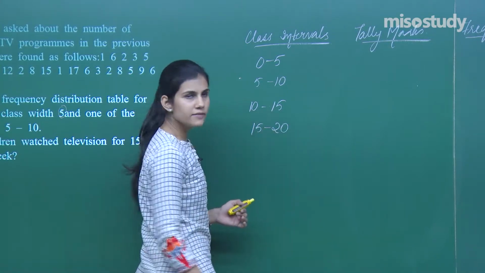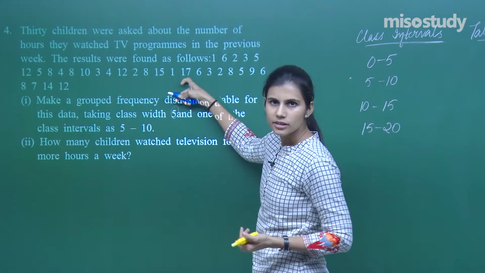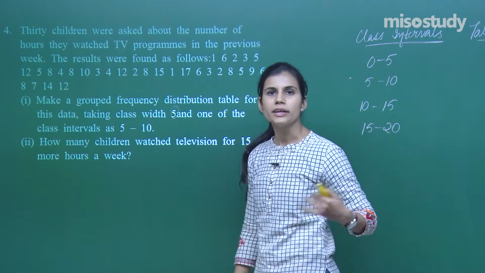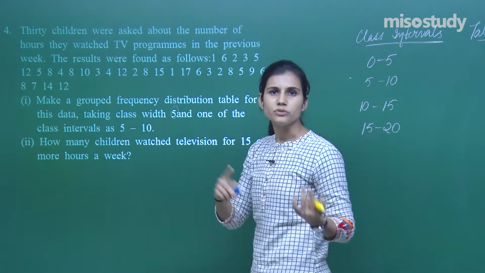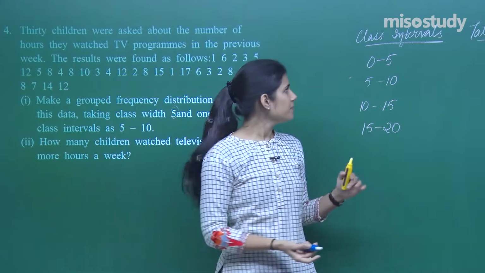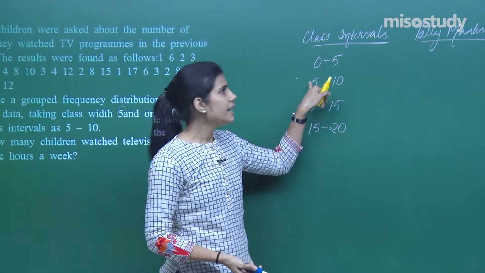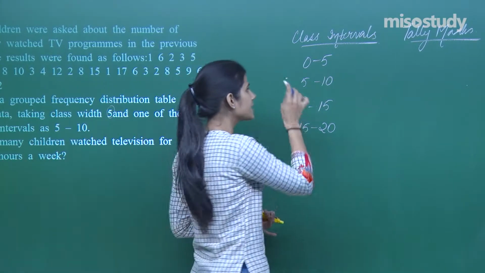Do we need more intervals? Let's see. Maximum here is 17, yeah. So that much will be covered in 15 to 20 hour range. We don't need 20 to 25. There is no data lying between 20 to 25. Is it clear? This is satisfying both the conditions. One of the class intervals is 5 to 10 and the class size of each class interval is 5. Clear? This is the exclusive case.